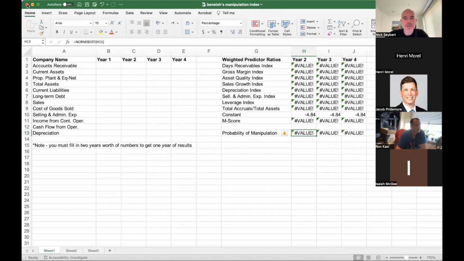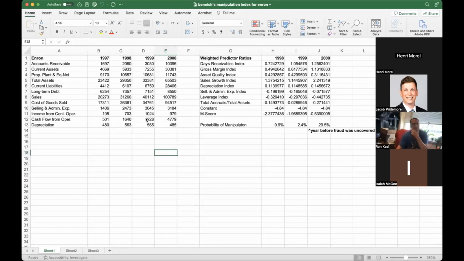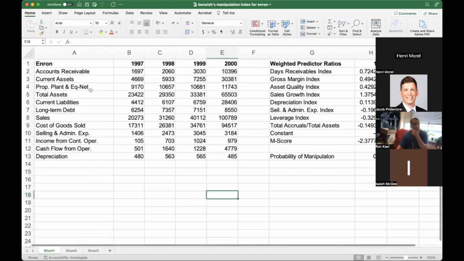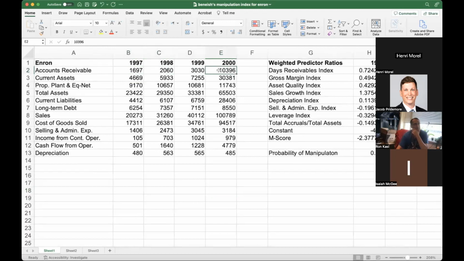Let's see. I have to pull up a different file here. Let me show you some examples. This was the big thing that made this paper really blow up: his paper came out before the Enron fraud. His paper came out in 99. So this is what happens if you plug the Enron financial statements into his model.